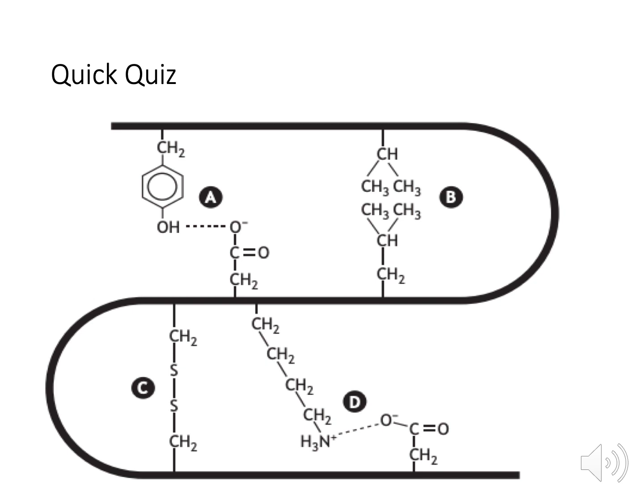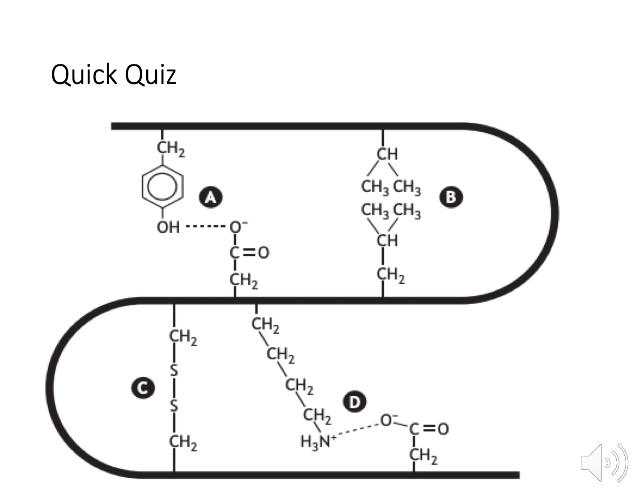Okay, so again, I'm going to give you 5 seconds. Can you tell me which bond C is? Well done if you've got this correct. C is a disulfide bond, as it is between two sulfur thiol groups.